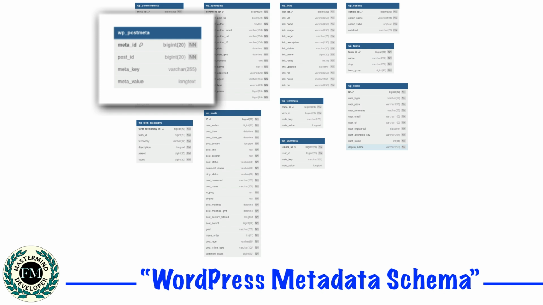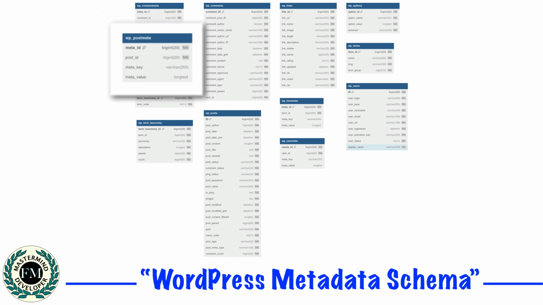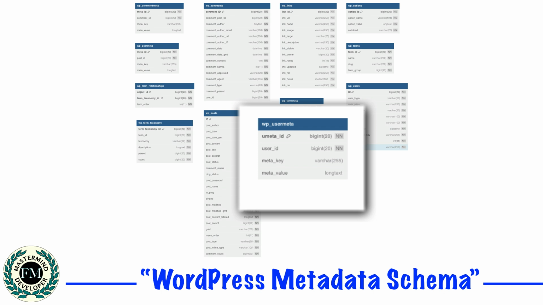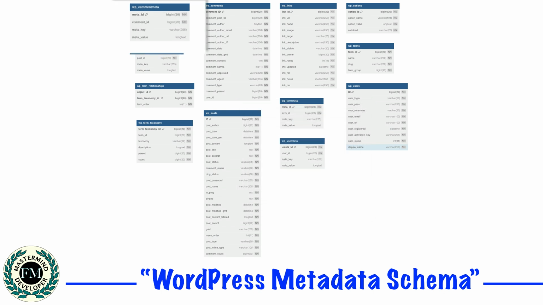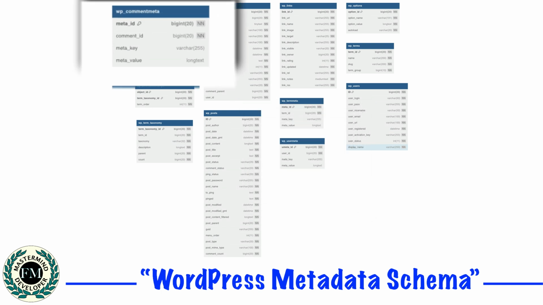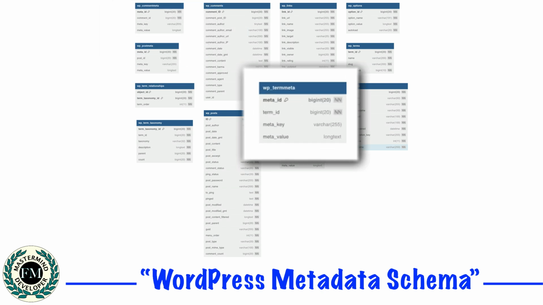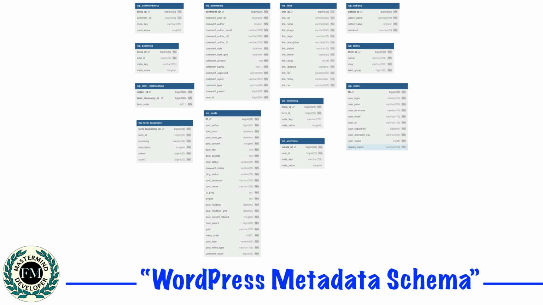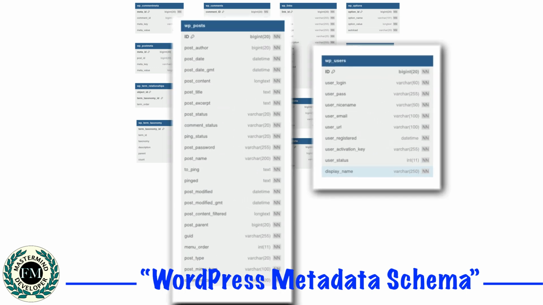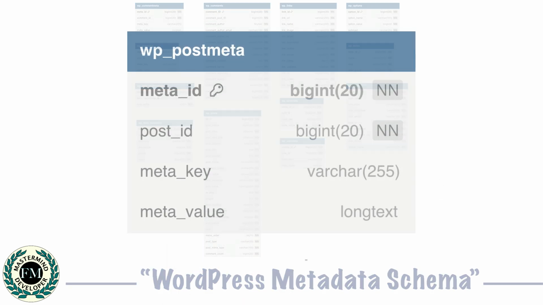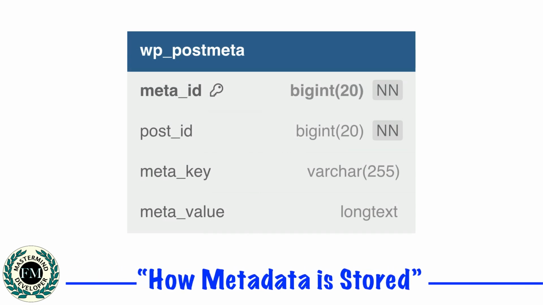WordPress stores metadata in specific database tables, each dedicated to a different content type. These tables include WP Post Meta for post metadata, WP User Meta for user metadata, WP Comment Meta for comment metadata, and WP Term Meta for taxonomy terms. This structure allows WordPress to handle different types of metadata efficiently without cluttering the primary content tables like WP Posts or WP Users.